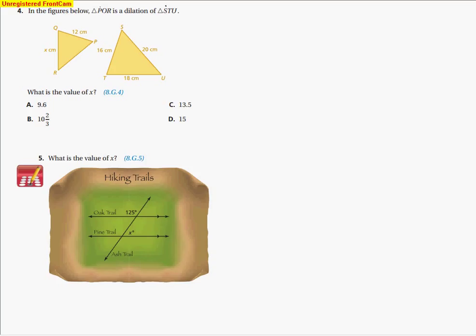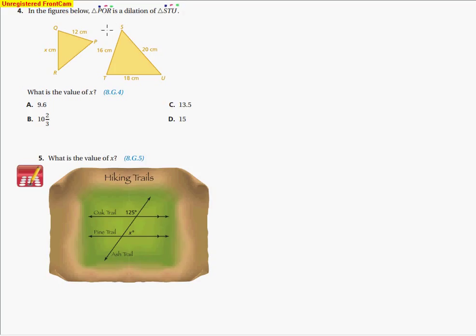So I'll use color to do that. The P here corresponds to the S, and then the Q corresponds to the T, and in one other color here, we've got R, and that corresponds to U.